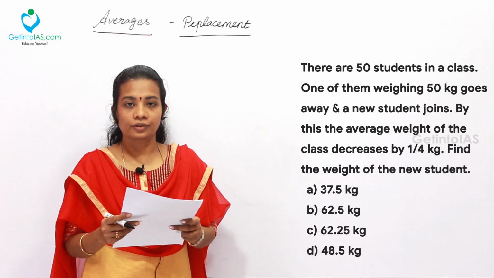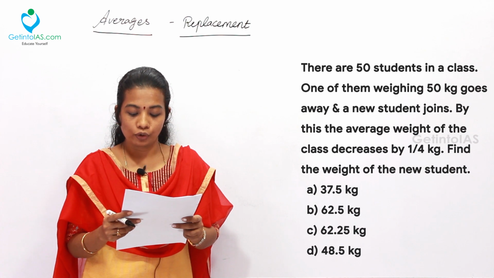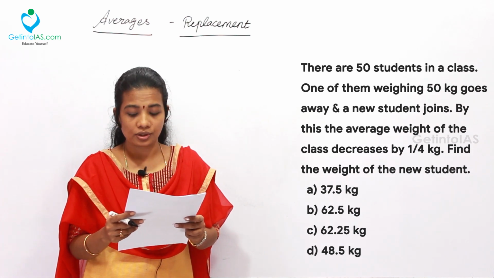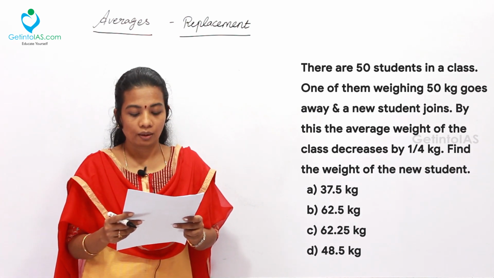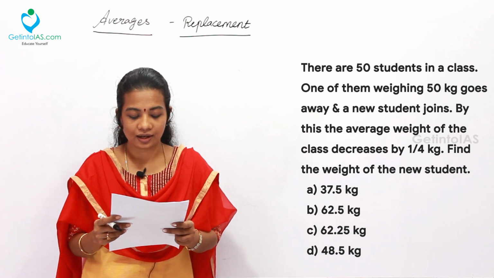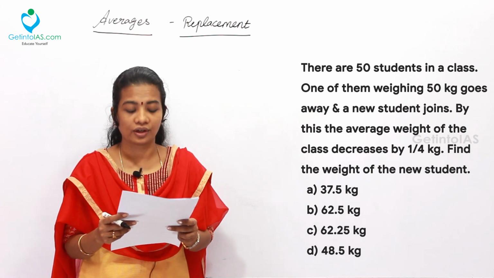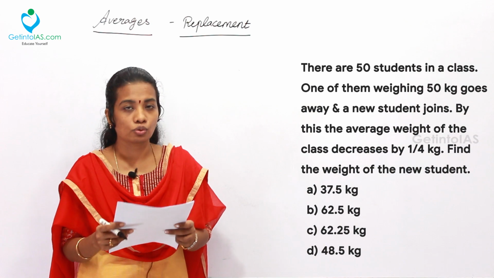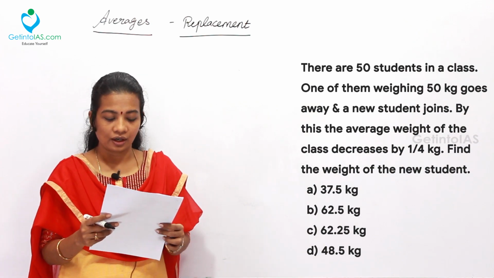Third question. There are 50 students in the class. One of them weighing 50 kg goes away and a new student joins. By this, the average weight of the class decreases by 1/4 kg. Find the weight of the new student. Directly you can find the answer.